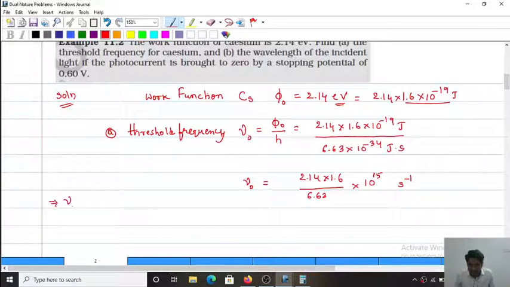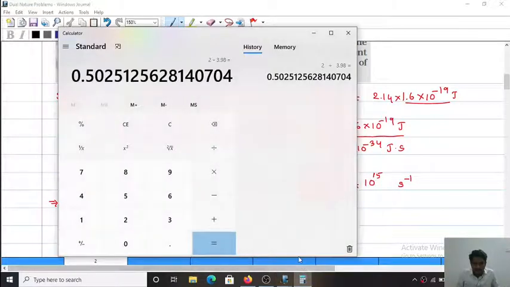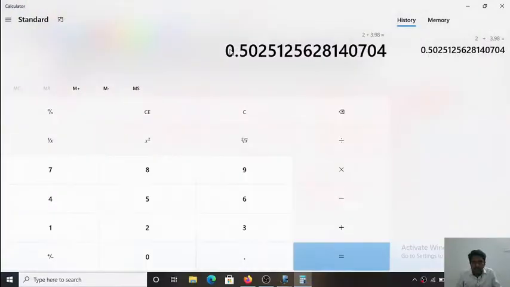Therefore the threshold frequency nu naught is the minimum frequency required to emit photoelectrons from the metal plate, that is, for the ejection of electrons from the metal plate. If the frequency of incident light is below this frequency, no emission of electrons takes place. That is called the threshold frequency. Now I will find out the value.